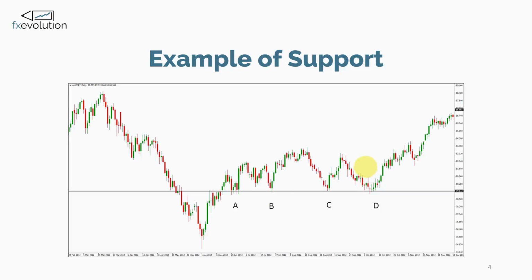So let's take a look at an example of support within the Forex market. Here we have the Australian dollar Japanese yen daily chart within the MetaTrader 4 platform. We can see how price has interacted with the A, B, C, and D labels on our chart, and we've been able to clearly define a support level.